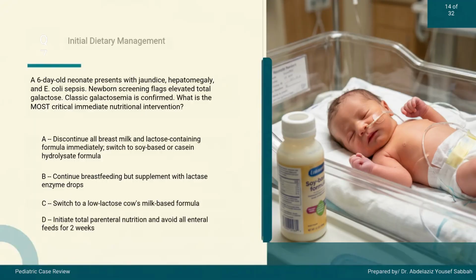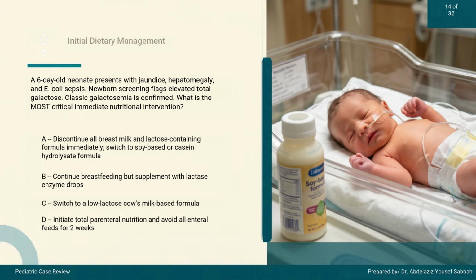Case 7. A 6-day-old neonate presents with jaundice, hepatomegaly, and Escherichia coli sepsis. Newborn screening flags elevated total galactose, and classic galactosemia is confirmed. What is the most critical immediate nutritional intervention?